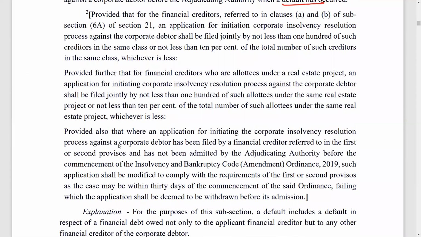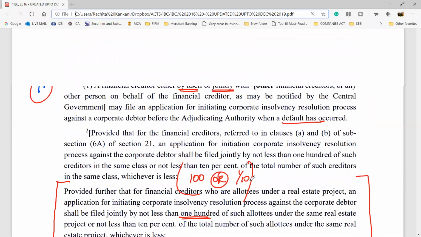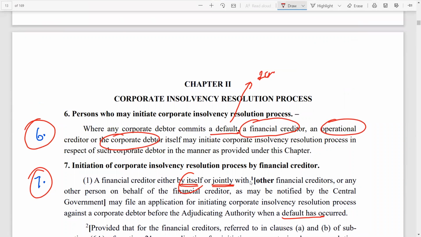Now there is an amendment here: the real estate allottee is a financial creditor, but a single real estate allottee cannot go and file the application for the CIRP. If real estate allottees want to file the application for CIRP against a corporate debtor, then there should be either 100 allottees, or one-tenth of the total allottees, whichever is less. Obviously, whichever is less would be needed. Otherwise, a single financial creditor can go and file the application.